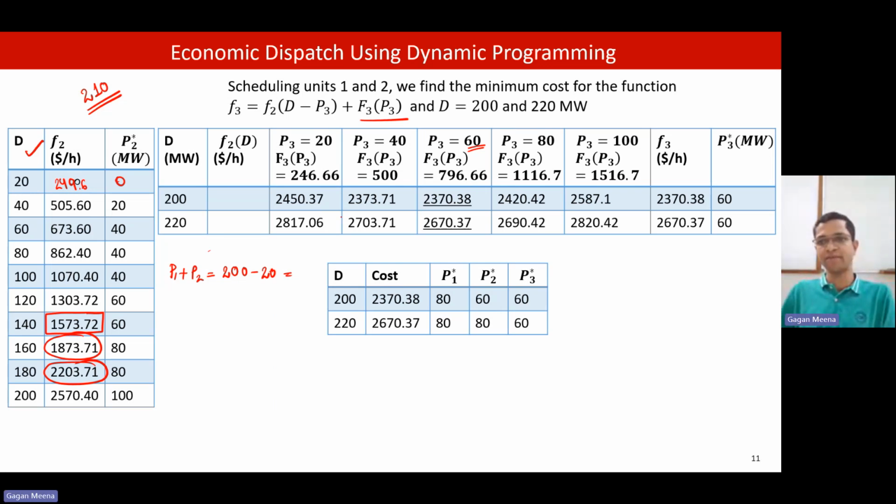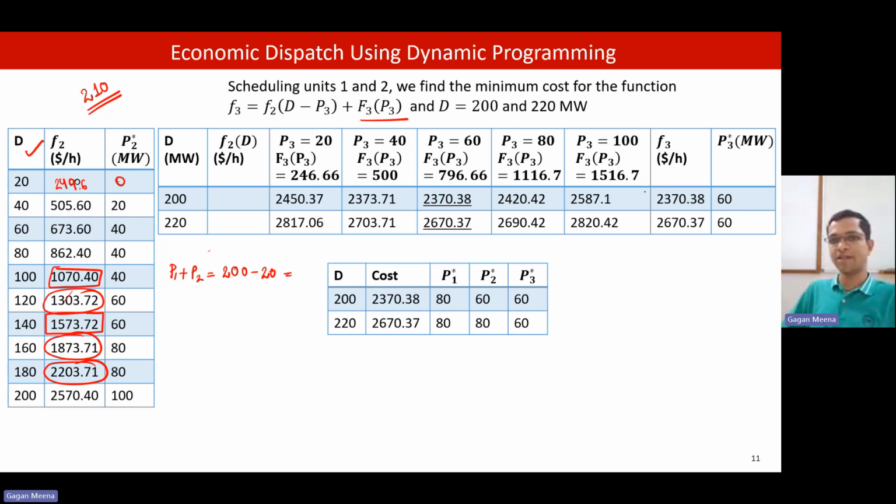If P3 is 80, then P1 plus P2 has to be 200 minus 80, which is 120. The cost is this. Add these two costs, 1303.72 plus 1116.7. Cost is this. Finally, if P3 is 100, then P1 plus P2 has to be 100. We need to add the cost 1070.40 plus 1516.7. We'll get this. Out of these 5 combinations, select the minimum one. This is the minimum. This is the combination which is rendering minimum cost of generation.